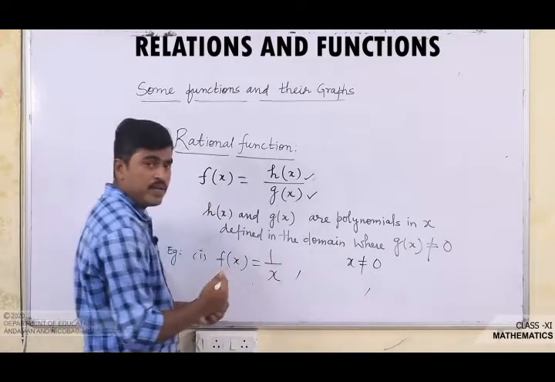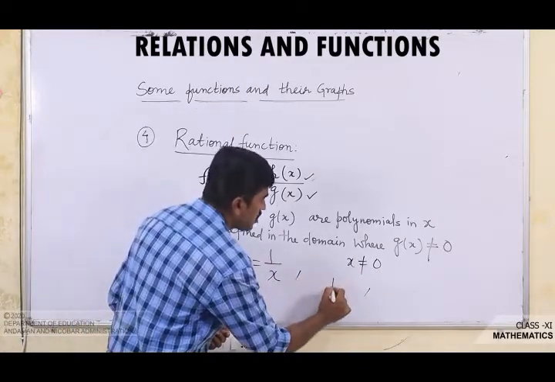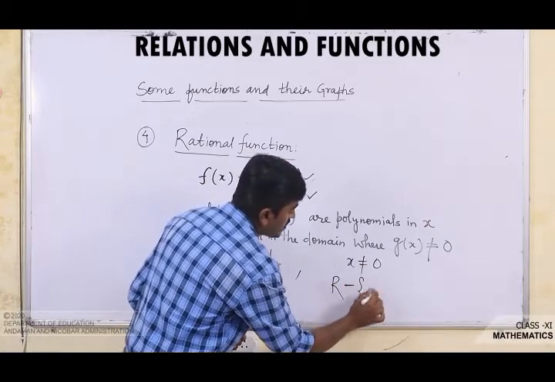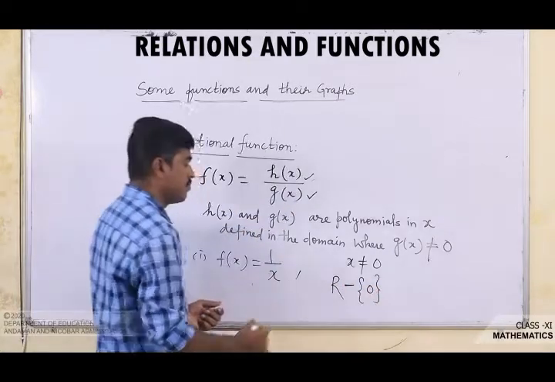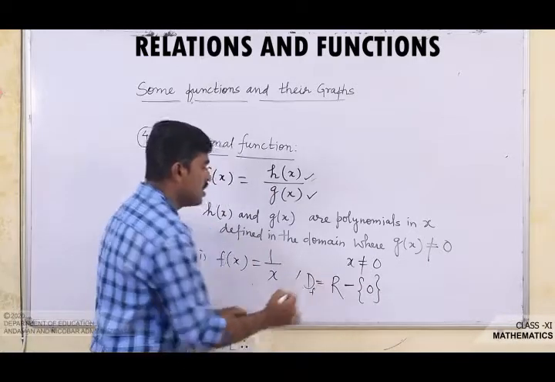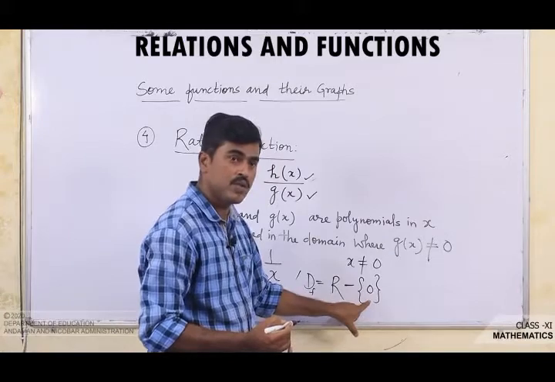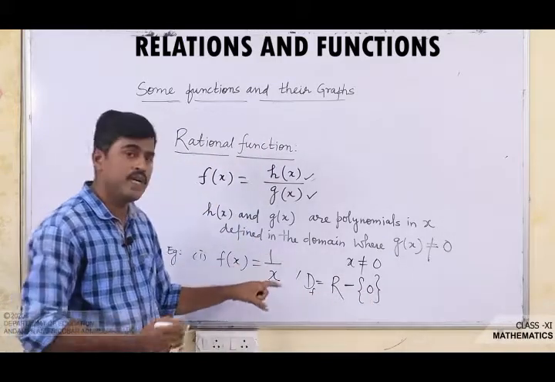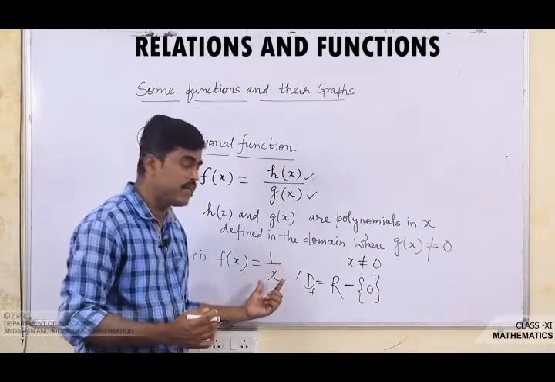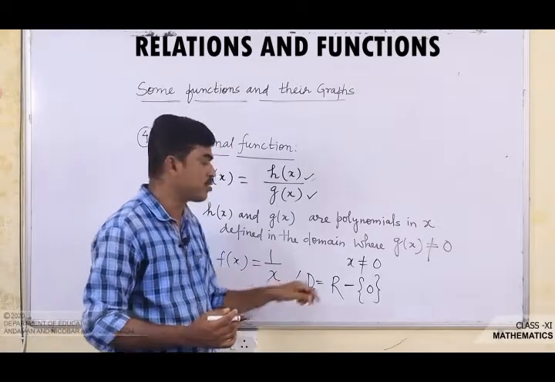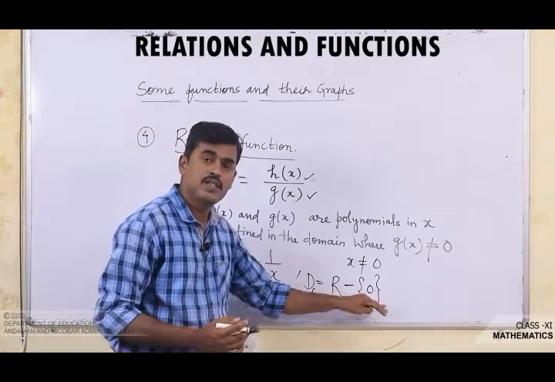So what is the domain of this function? We have to take the domain as R minus the set containing the element 0. So the domain of this function is the set of real numbers minus the set containing the element 0. That means this function is defined everywhere, for every real number, but not for x equal to 0. So the domain of the function is R minus 0.